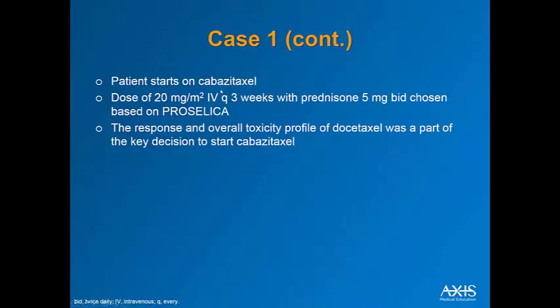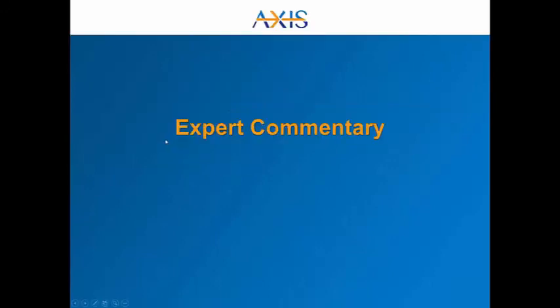The patient starts cabazitaxel, by the way, having less nail bed changes, less neuropathy, less edema than the docetaxel. I choose the 20 milligrams per Q3 week dose with prednisone 5 milligrams BID based on the PROSELICA trial. PROSELICA compared 20 and 25. And this is a good regimen, and he had a good response to the prior docetaxel, tolerated the docetaxel well, and that's part of the key decision here. So there's some good things.